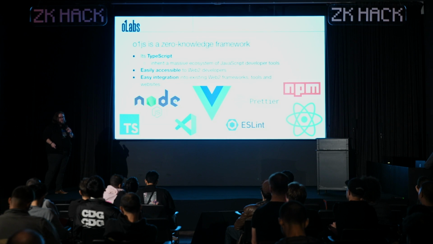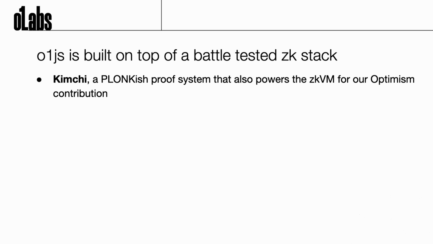So, easy onboarding, easy integration. o1js, the core technology behind it, has actually been around for a while, so it's already battle tested. It's nothing that we cooked up on a weekend hackathon, which doesn't mean it's a bad thing. But yeah, Kimchi is our core proof system. It's a longish proof system that also powers our ZK VM for Optimism.